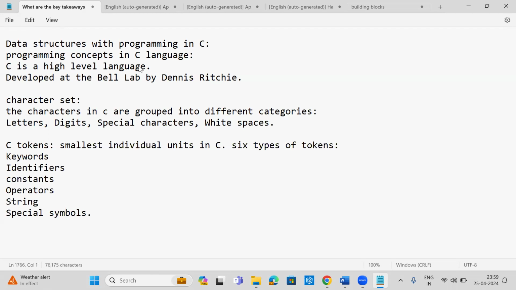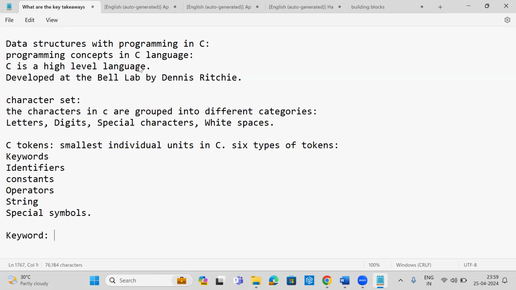When you write a C program, you are just using these tokens. From a simple program to any complex program, we use tokens. Without tokens, we cannot write a program. So first, what is a keyword?